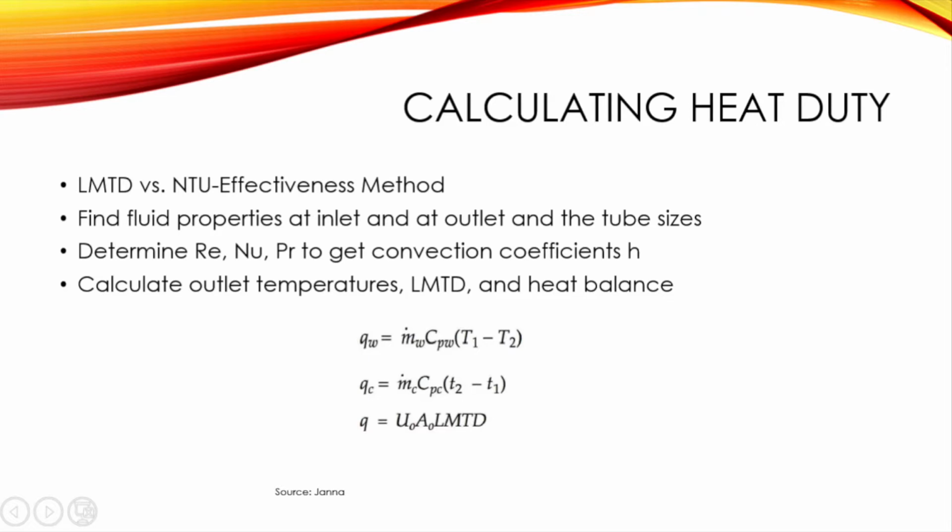When using the LMTD method, the fluid properties such as density, kinematic viscosity, and thermal conductivity at the inlet or outlet temperatures must be sourced, and pipe dimensions must be measured. With this information, the Reynolds number, Nusselt number, and Prandtl number can be determined, and it allows us to calculate the convection coefficients for both the inner and annular pipe.